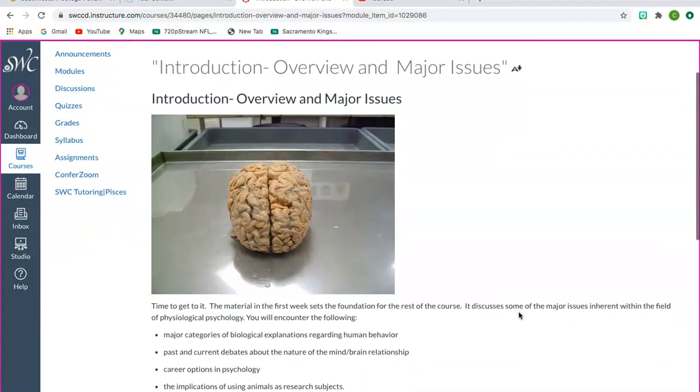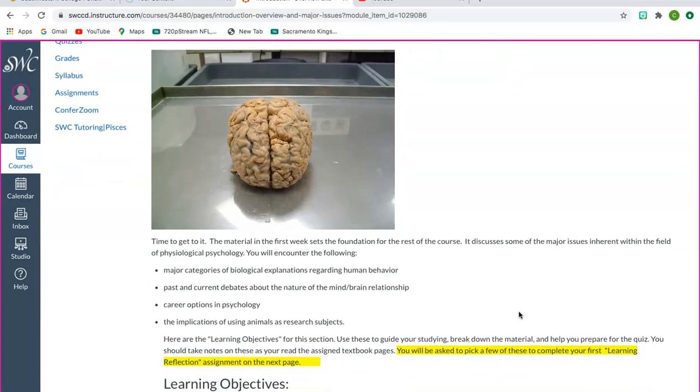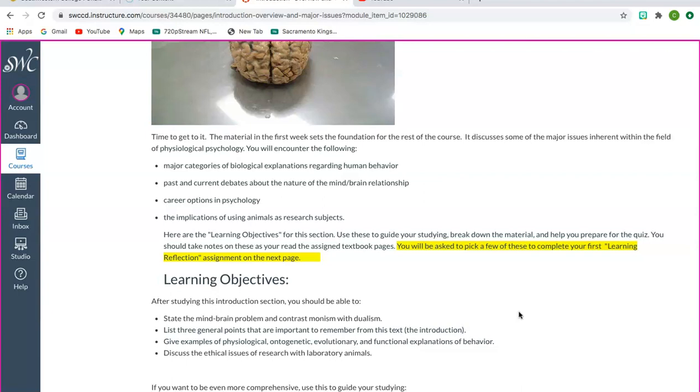All right, well, this one looks a little short because remember, this is just a 1-week unit, and it's actually just the introduction part of your textbook. So in this next page, you will find the specific learning objectives for the chapters. Those learning objectives, you're going to use to complete your first learning reflection assignment. So here are the learning objectives that you will be using.